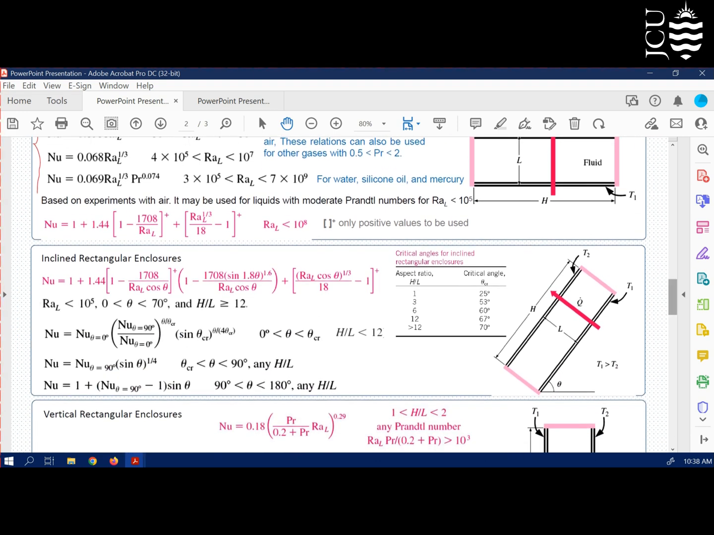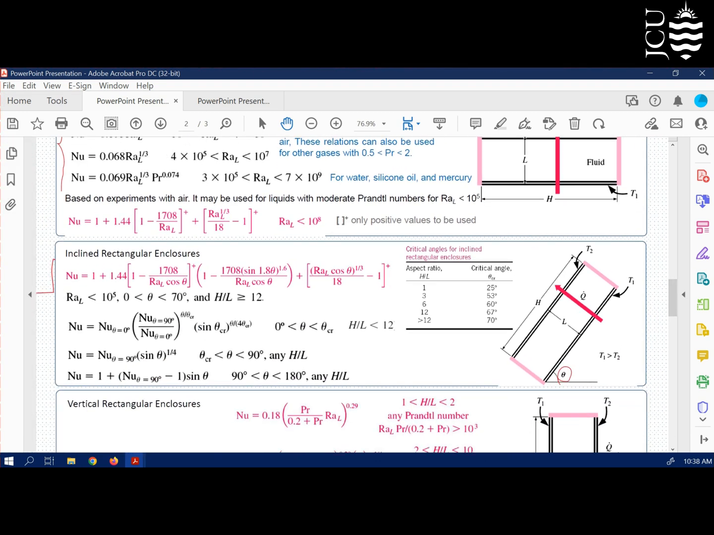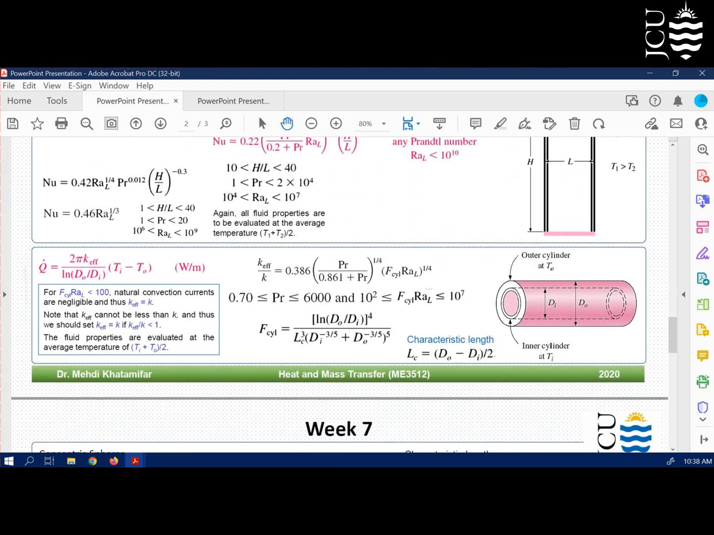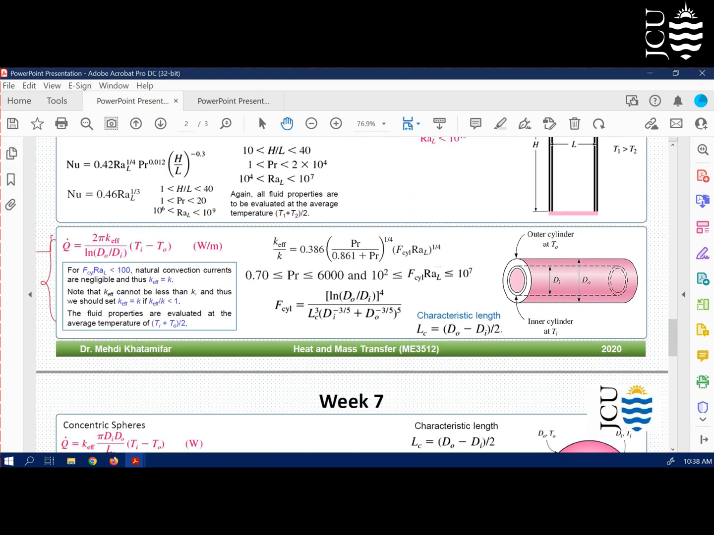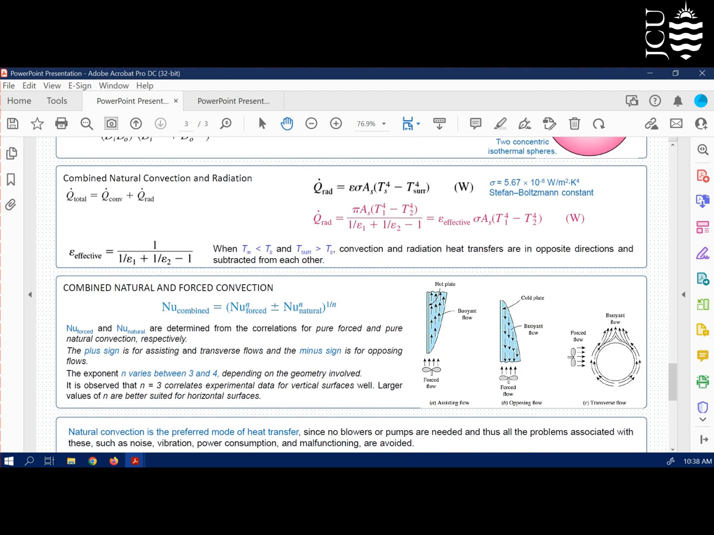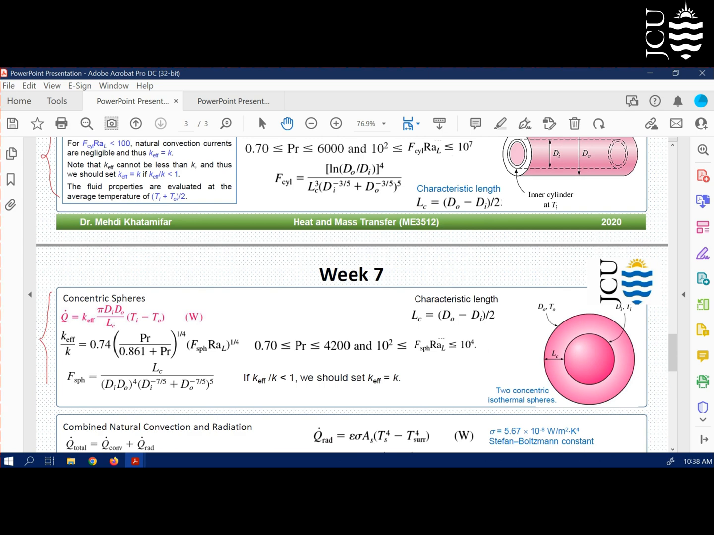So you can see even if our enclosure is angled, we have many formulas introduced for the Nusselt number, and for cylindrical geometries, again, other formulas introduced. For spheres, there are some. And if you want to investigate these geometries, try to solve one or two examples and use these formulas and get used to these types of formulas.